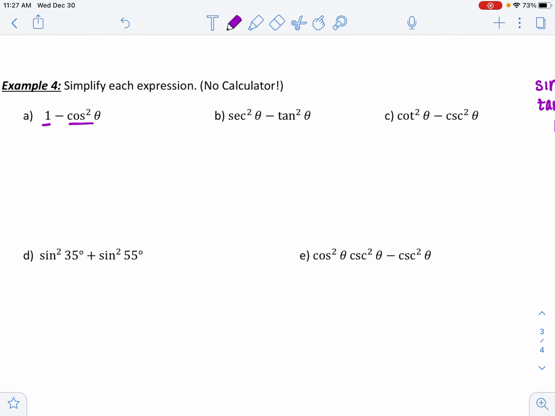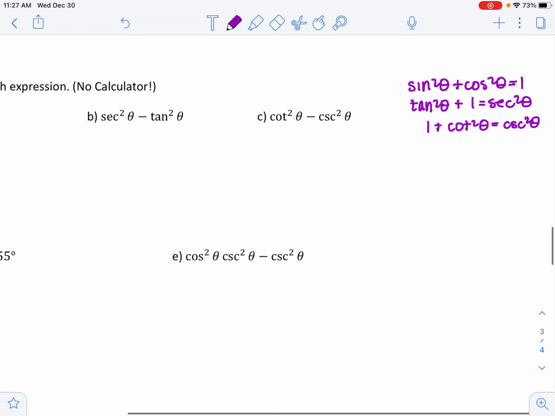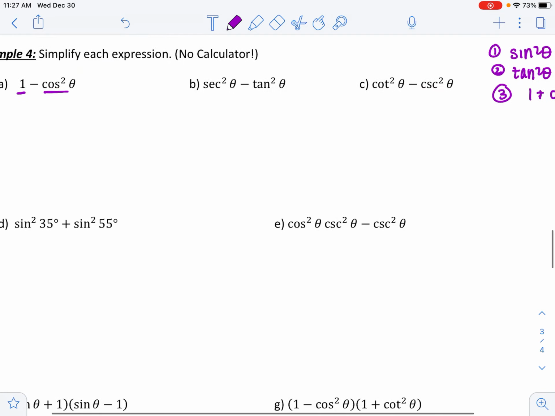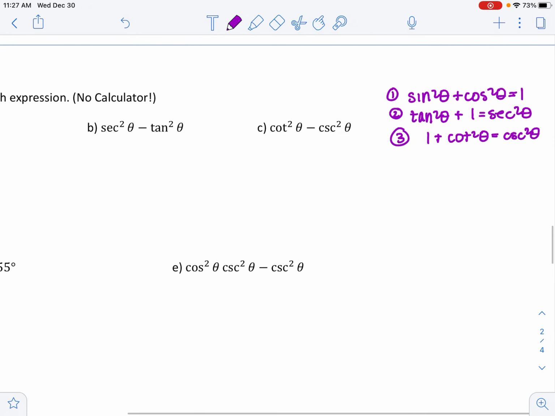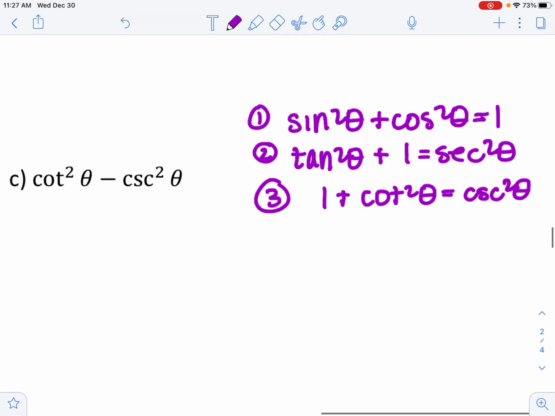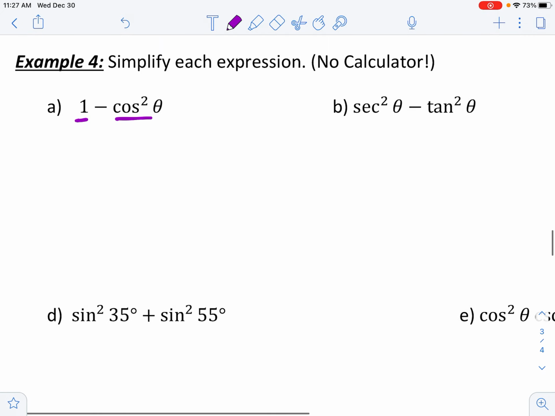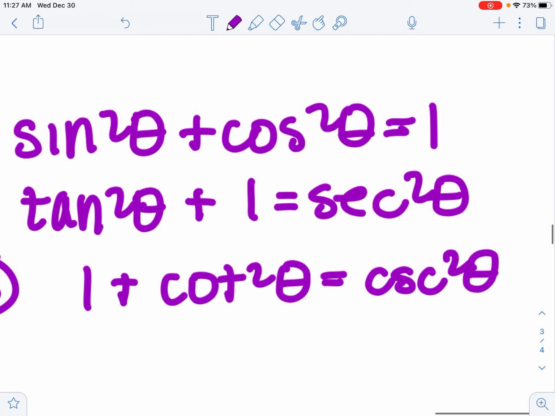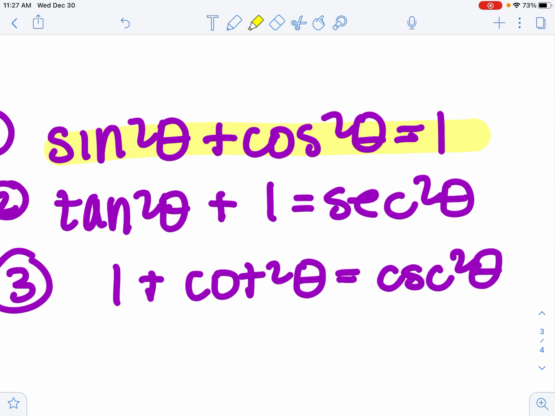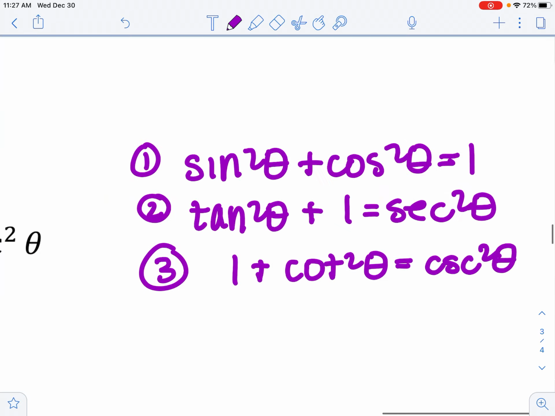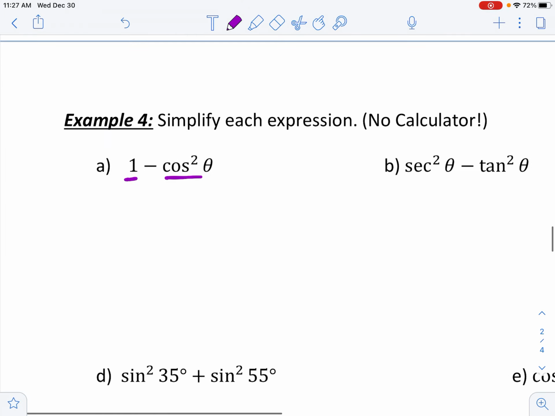So I look and I see this one has a 1 and a cosine squared. We're going to call these 1, 2, and 3, because those are their numbers. Which one has a 1 and a cosine squared? Number 1 does. But I don't want it to be sine squared plus cosine squared equals 1. I want it to be 1 minus cosine squared. So if I had to manipulate this first identity to get 1 minus cosine squared, I would have to subtract cosine squared from both sides. What would be left on the other side? Sine squared. So this is equivalent to sine squared of theta.